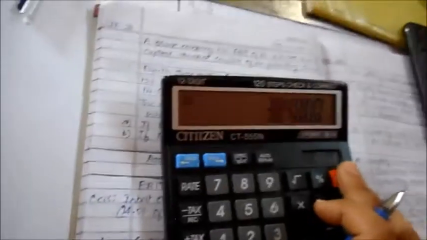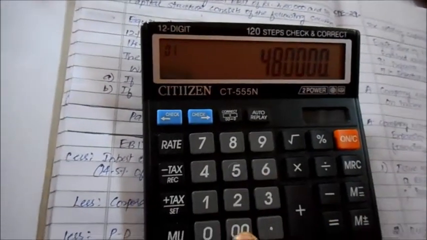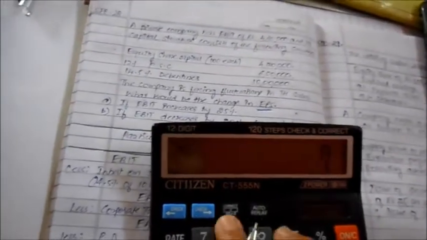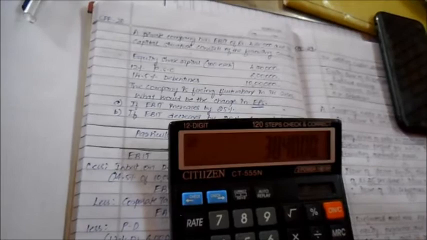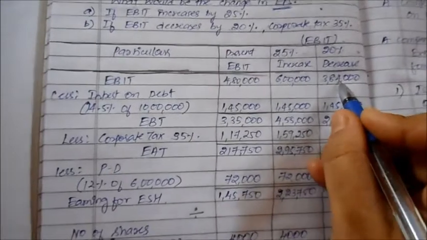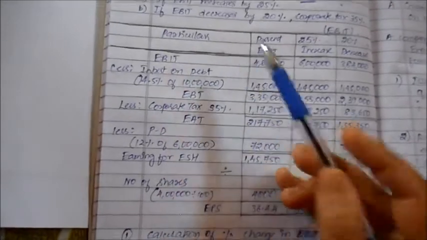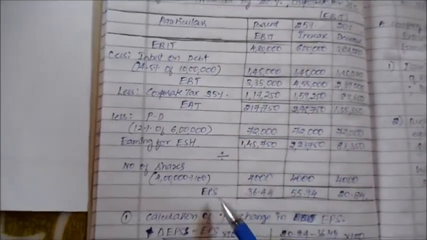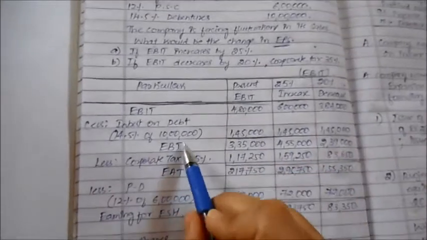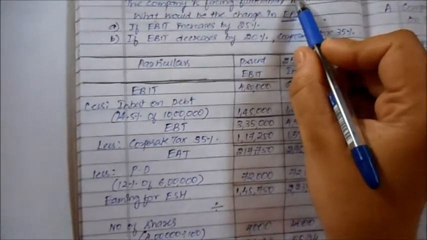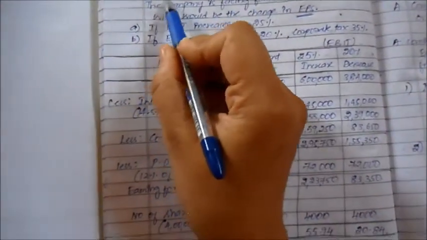So 4,80,000 minus 20% will give you 3,84,000. The same amount we are writing here. There is not much deviation; we are going to follow the same concept. Minus interest, minus tax, minus dividend, and find out what your earning per share is. Firstly, your interest is going to be set off. The value of debentures is 10 lakhs. On 10 lakhs, we will calculate interest at 14.5%.